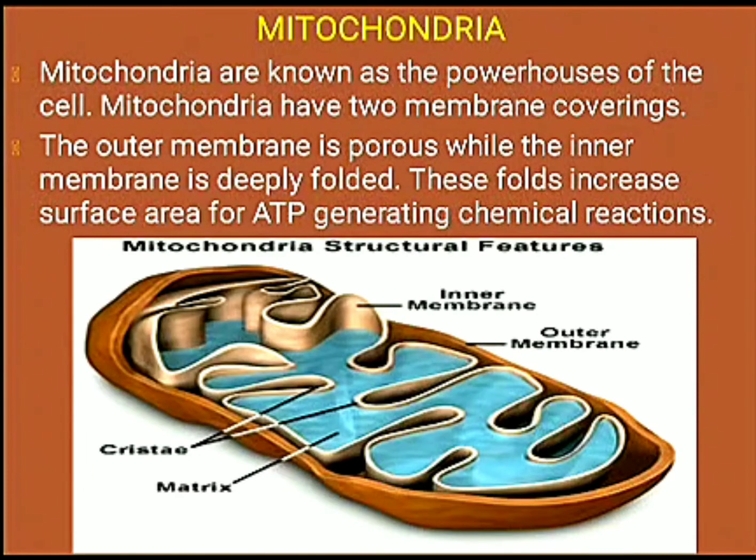Now let's talk about one more organelle, that is mitochondria. Now mitochondria are known as the powerhouses of the cell. Mitochondria have two membrane coverings, just like all the organelles. The outer membrane is porous, while the inner membrane is deeply folded. These folds increase surface area for chemical reactions which are responsible to produce ATP, which stands for adenosine triphosphate, which is one type of an energy currency of our cell.